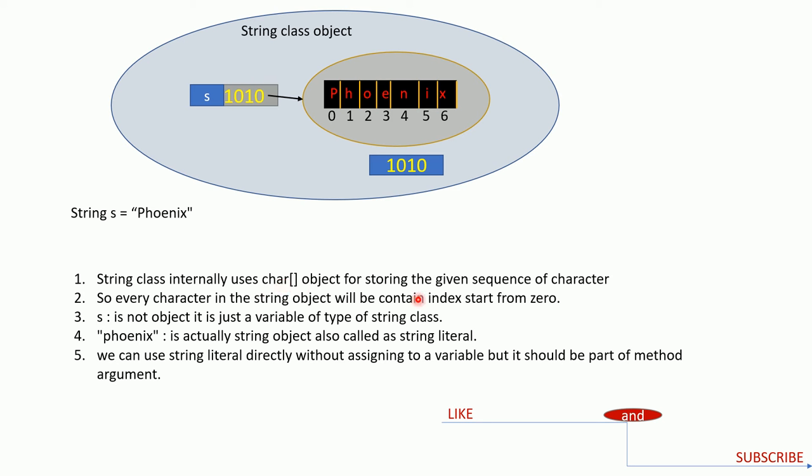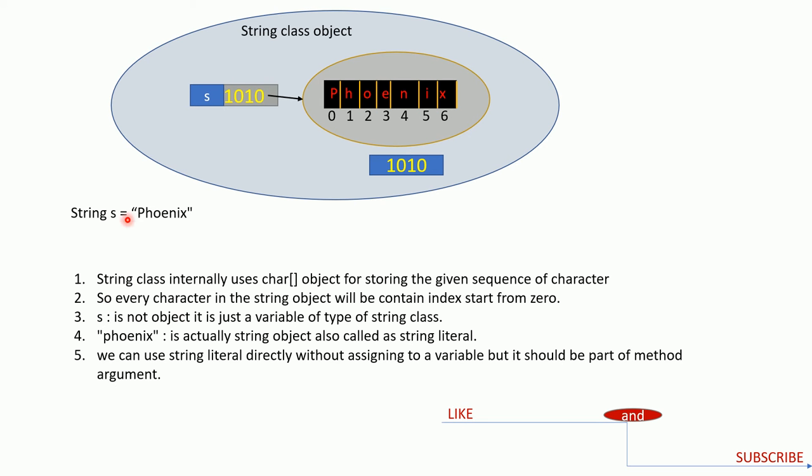Every character in a string object will contain an index starting from 0. The first character, p, is at index 0. Every character in "phoenix" will contain an index from 0 up to the last character.